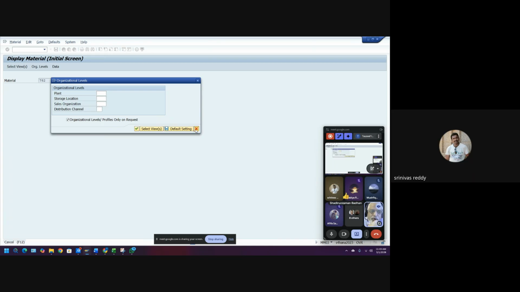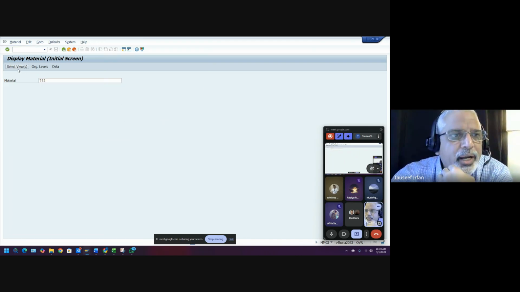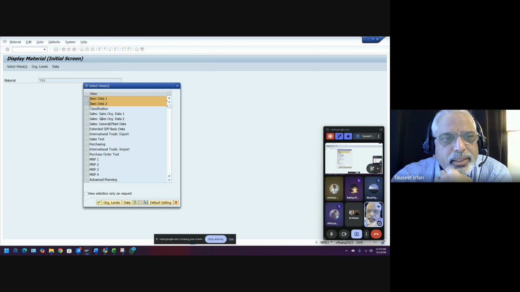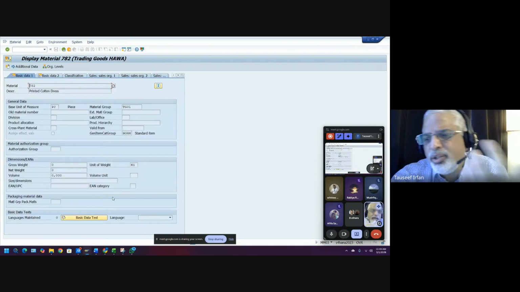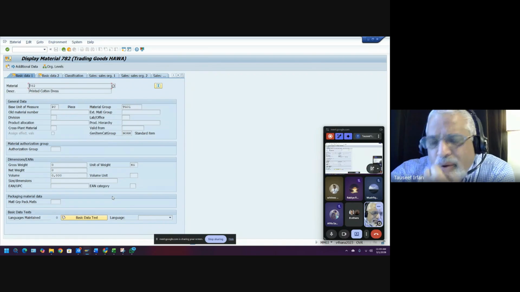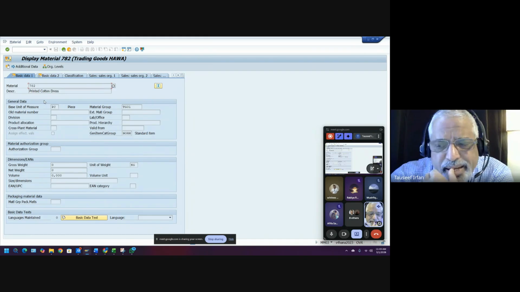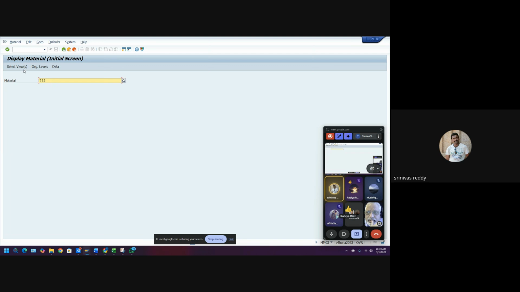If I go back and say select views, and I don't select the sales side, and I just select the top 2, my basic data, everybody understood? Then I click on organization level. See, it's not asking me to enter the plant. Why? Because the basic data does not need the plant level detail. Everybody understood? Go back here. Yes, sir. Very, very important topic.